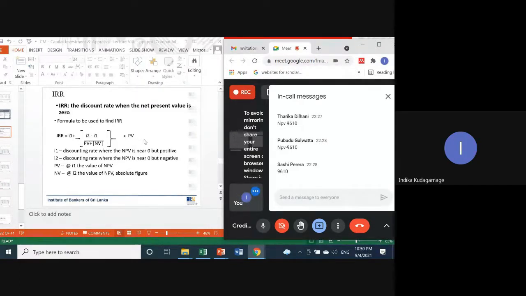See, this is 0.3. 0.3 minus 0.2 is 0.1. 0.1 divided by the sum of the two values, then multiplied by 9610. You can get 0.2. Right, right, I have multiplied by 0.2. Okay, that's the interest rate. Okay, sir. Thank you.